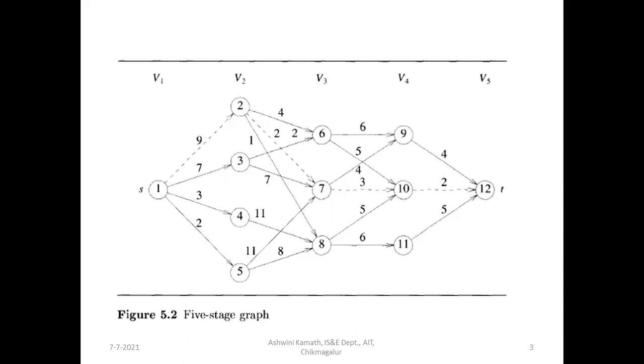So you can notice that the graph is divided into 5 stages here. Each stage will have its own set of vertices. V1 and V5 we have seen, that is 1 and 12. V2 contains 2, 3, 4 and 5. V3 contains 6, 7, 8. V4 contains 9, 10 and 11.